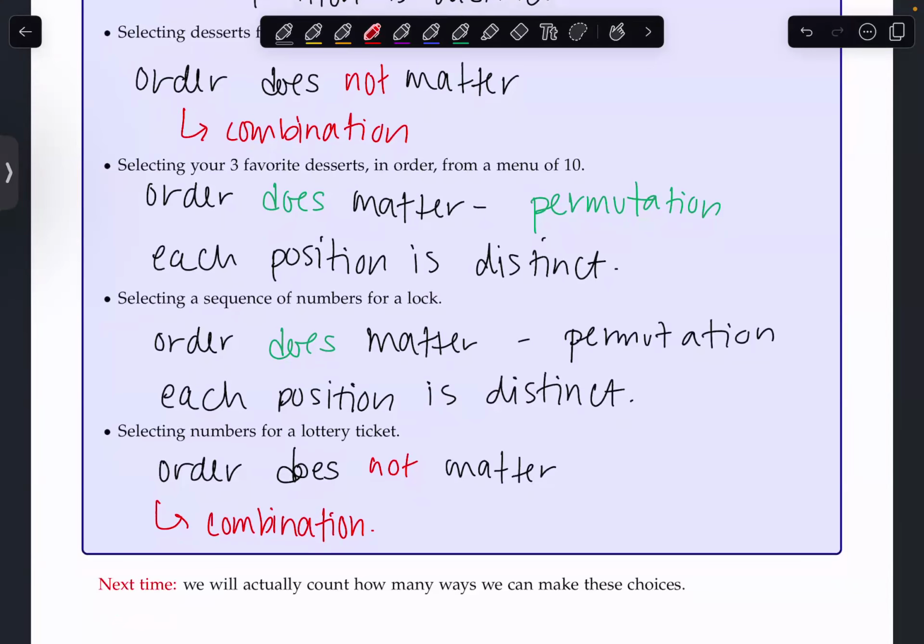But next time we'll do all this and we'll actually count the number of ways that we can make these choices. All right, have a good one.